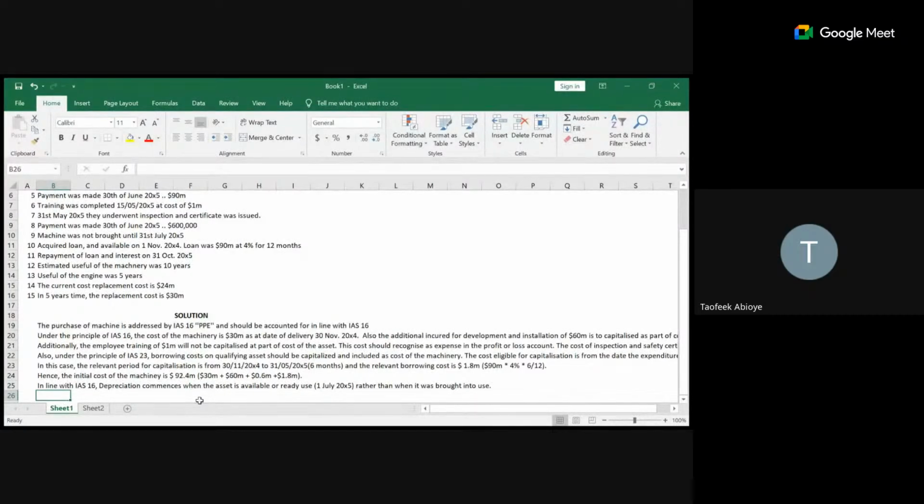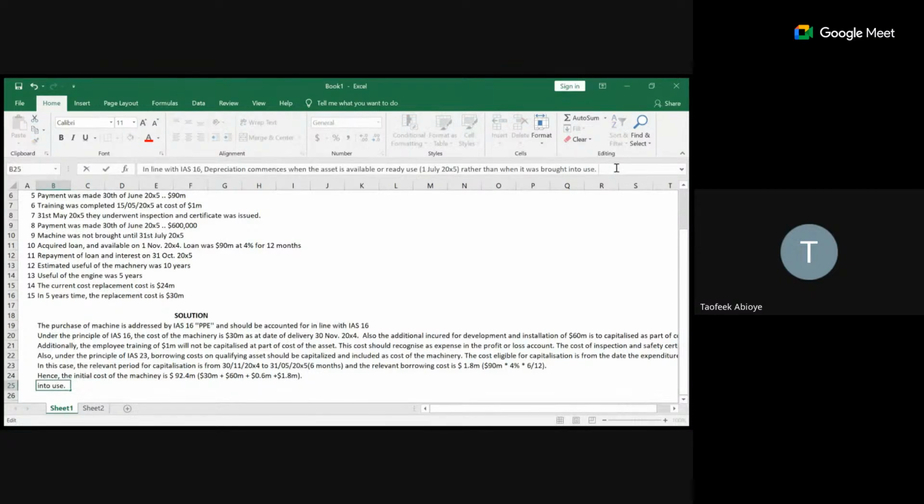So our depreciation period is what? Let's quickly calculate our depreciation. How many months are we going to depreciate this asset? When is the accounting year end of this business? According to the requirements, they said we should report this at 30th September 20x5.